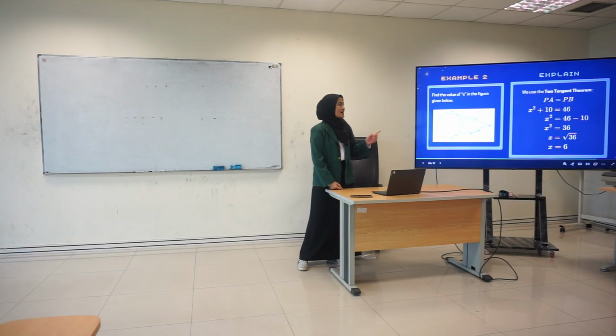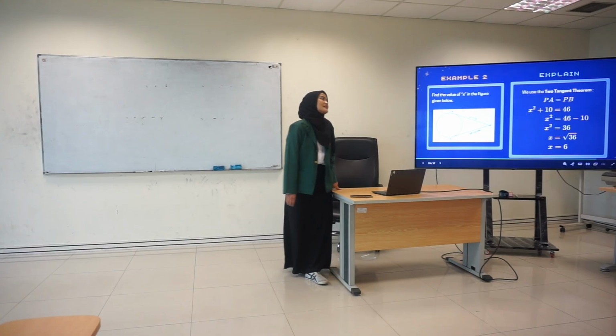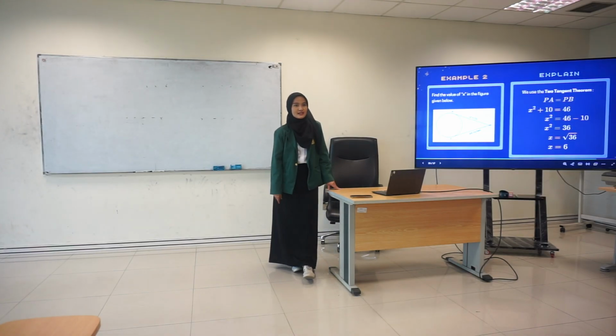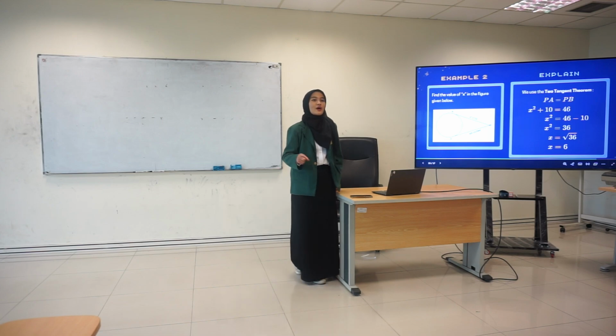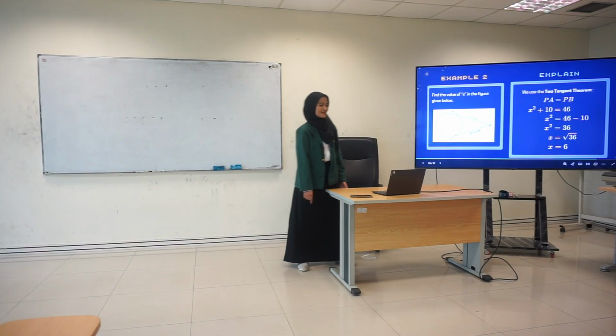If we move the 10 to the right side, x squared equals 46 minus 10. 46 minus 10 is 36. So if x squared equals 36, x will be the square root of 36, which is 6. Do you have any questions? No? Okay.